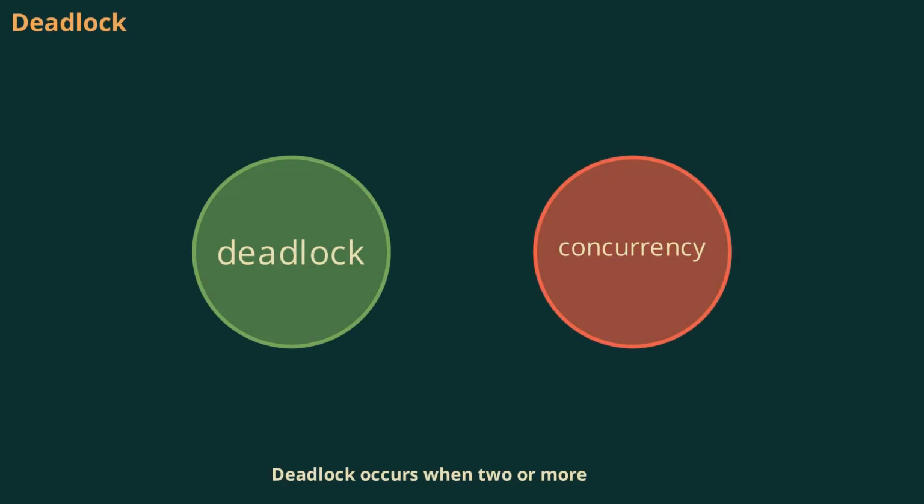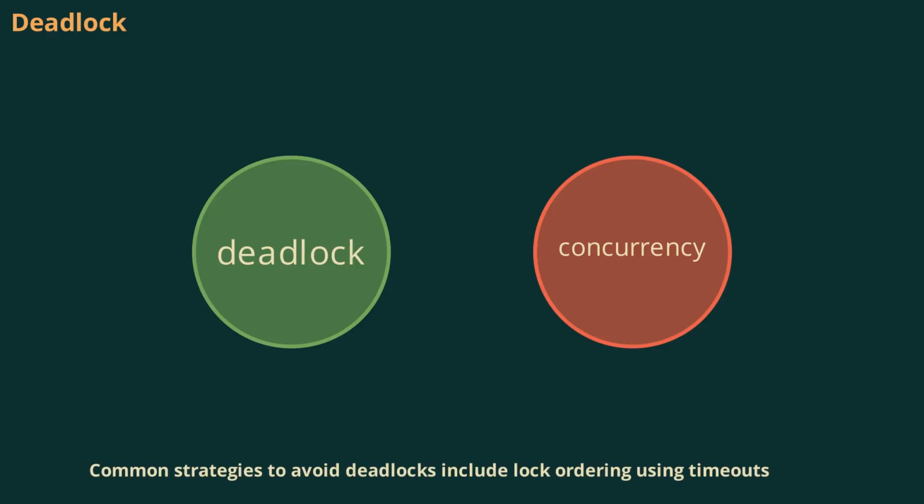Deadlock occurs when two or more threads wait indefinitely for each other's locks, causing the application to freeze. Common strategies to avoid deadlocks include lock ordering, using timeouts, and leveraging concurrent utilities. Avoiding nested locks where possible also helps. Understanding deadlocks and how to prevent them is a key skill for any senior Java developer.